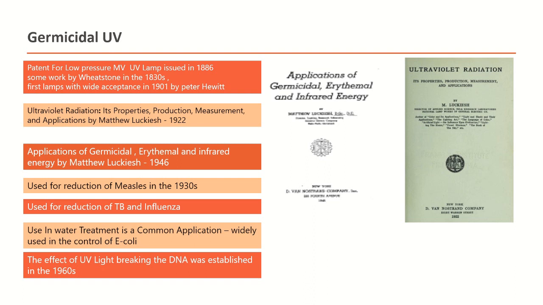UV was very widely used in the 1930s for air disinfection to control the measles pandemic then. It was also widely used in controlling TB and influenza pandemics. In fact, it has been found that use of UV in air disinfection methods has shown results reducing TB transmission by 80%.